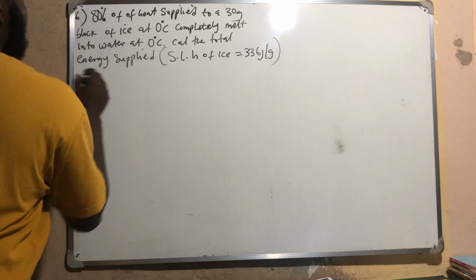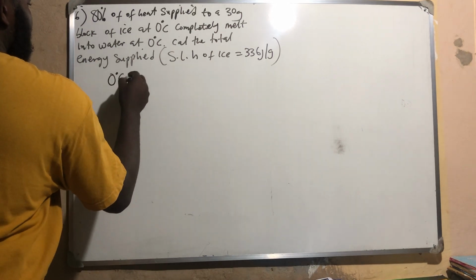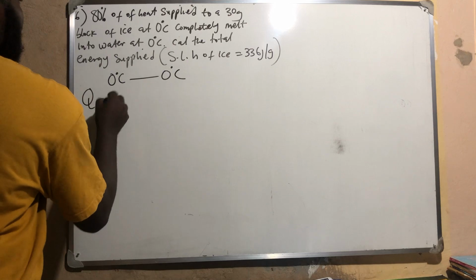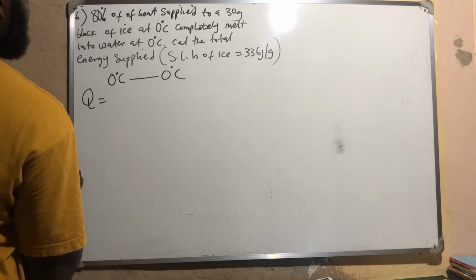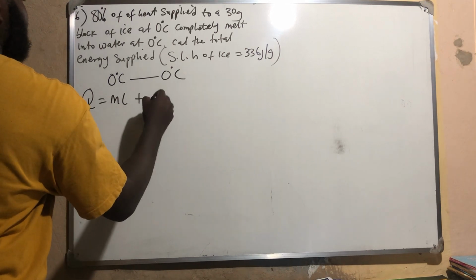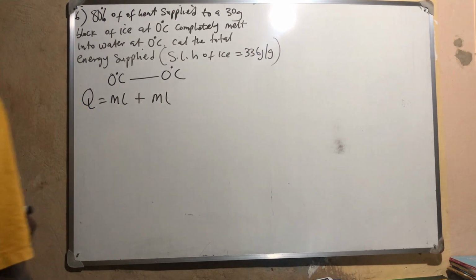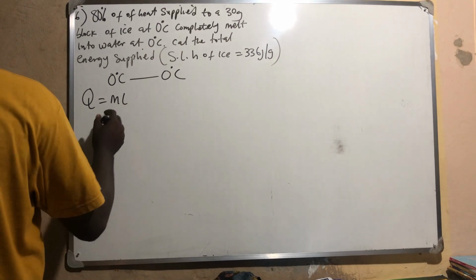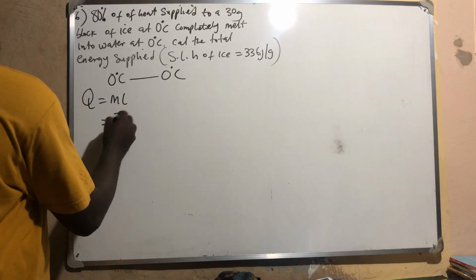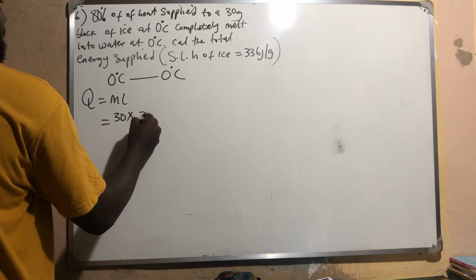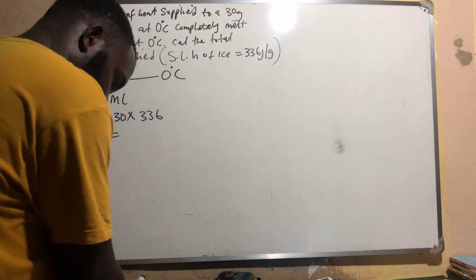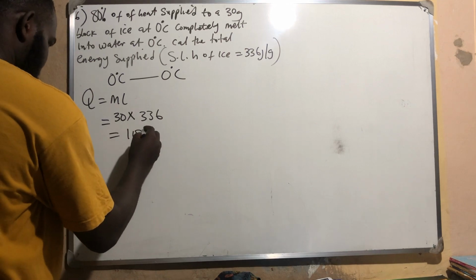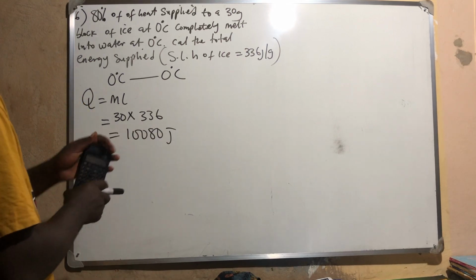Okay, now solution. We know that we are simply changing from 0 degrees Celsius to 0 degrees Celsius. That's the only thing we are changing. So we should know that our Q is equal to what? They say we should calculate the total energy. So our Q is equal to ML plus ML? Or just ML. It's just ML because it's simply one change from here to here. So my m is 30 times my l is 336. So if you multiply that, you're going to have 30 times 336. So I have 10080 joules.